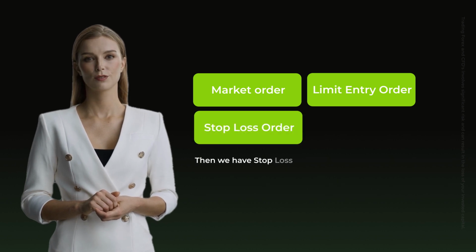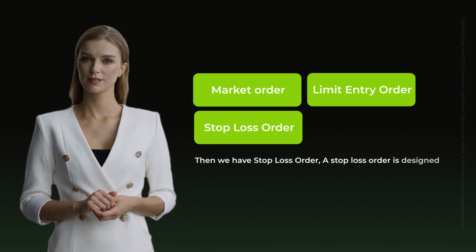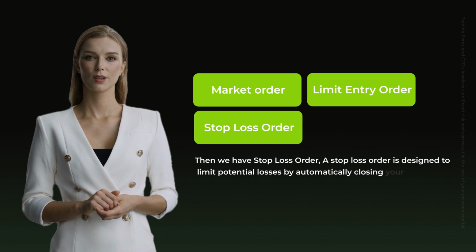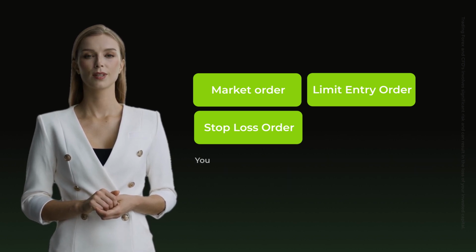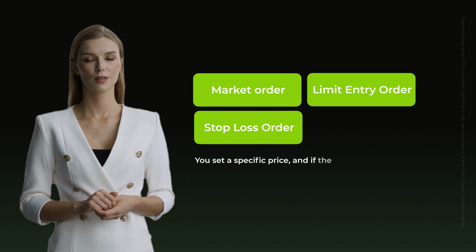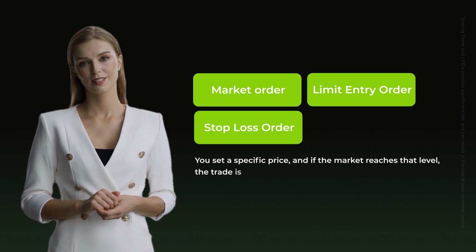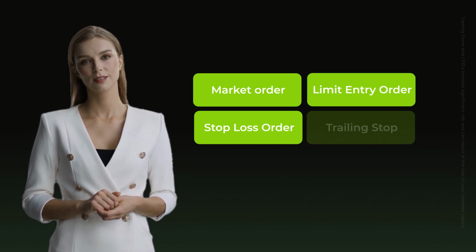Then we have stop-loss order. A stop-loss order is designed to limit potential losses by automatically closing your trade if the market moves against you. You set a specific price, and if the market reaches that level, the trade is exited to prevent further losses.